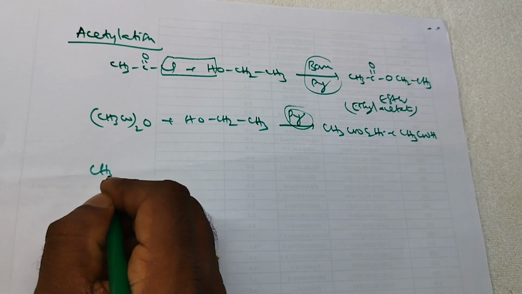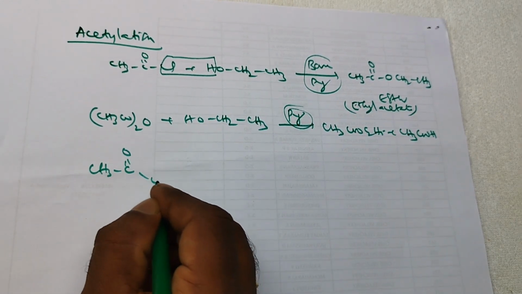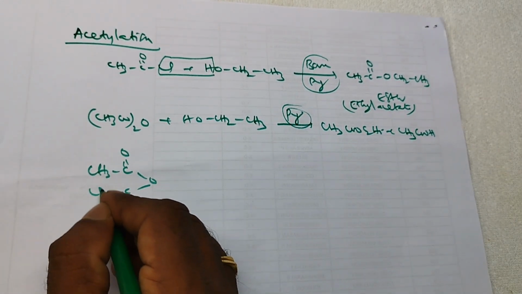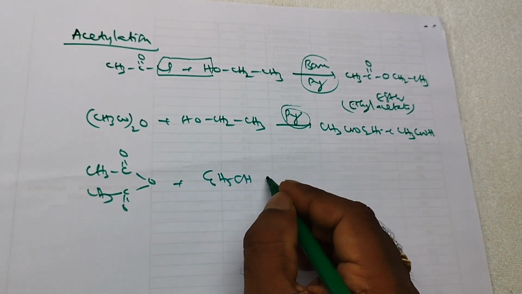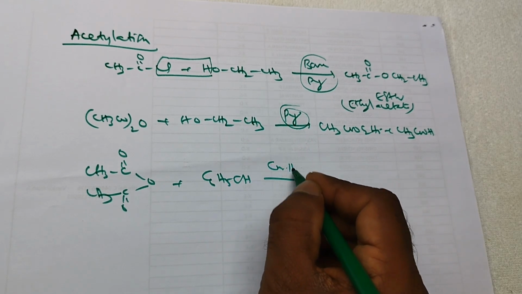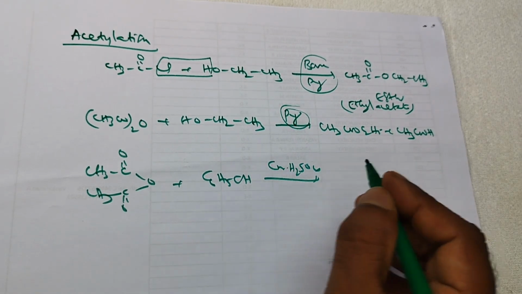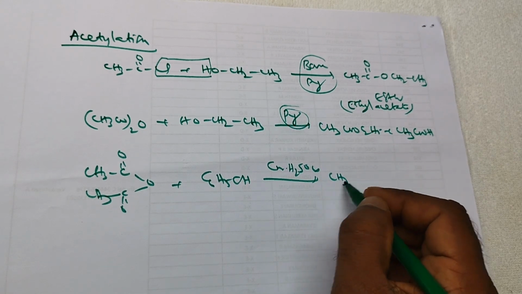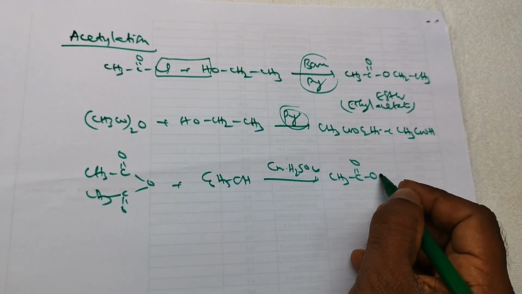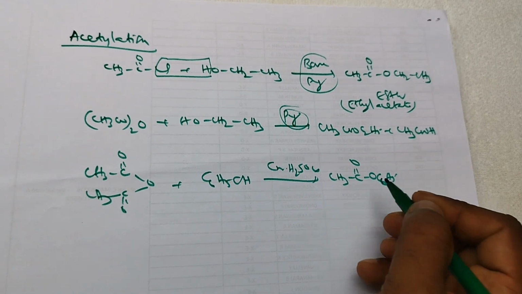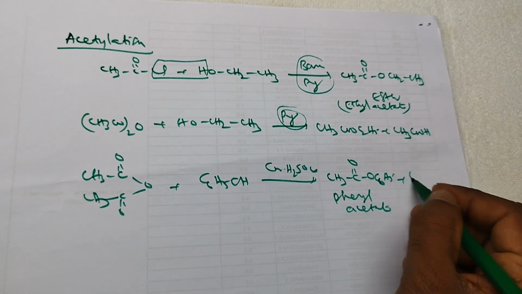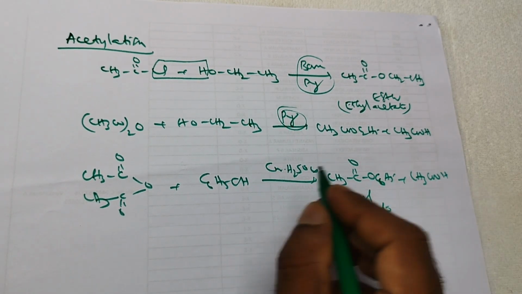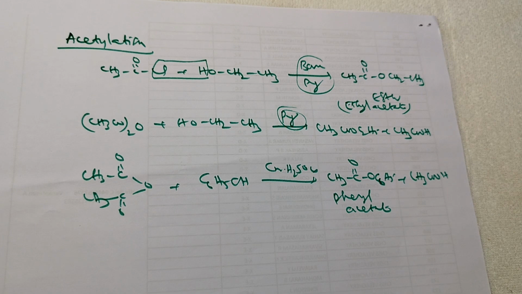You can think about acetic anhydride, CH3 C double bond O, C double bond O CH3. When it reacts with phenol, C6H5OH, in the presence of a few drops of concentrated sulfuric acid, it gives phenyl acetate. So this is called phenyl acetate. Here in this case, we are using sulfuric acid as a catalyst. A few drops is enough to catalyze the reaction.